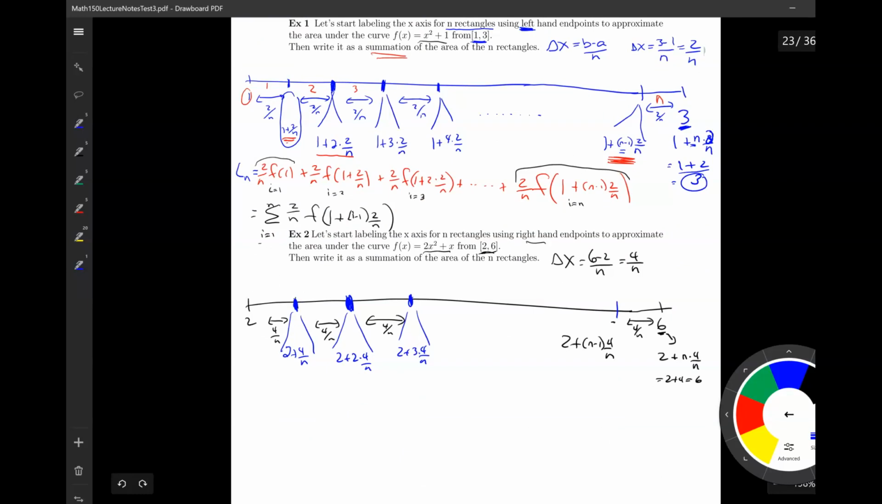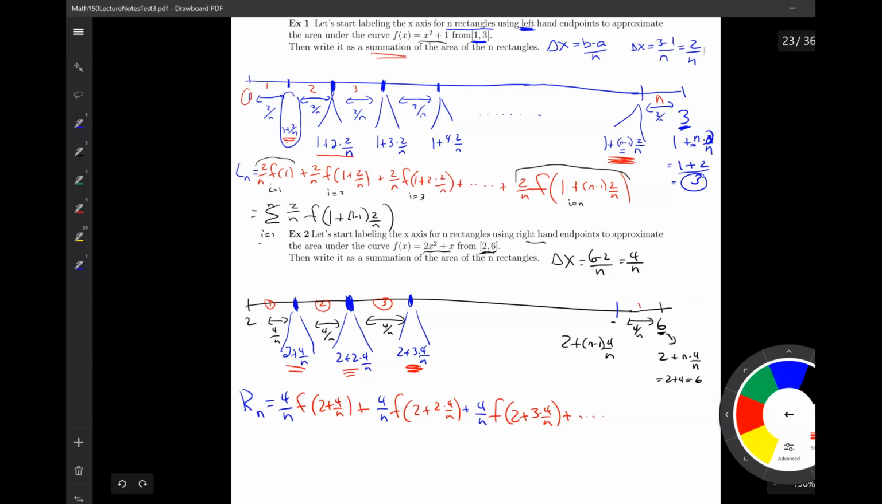All right, so now let's make our right-hand endpoints with n rectangles. So the width of our first rectangle is 4 over n. So this is rectangle number 1 right here. So the right-hand endpoint is this one. So f of 2 plus 4 over n, plus. All right. So then the width of the rectangle is 4 over n. And then for rectangle number 2, I'm using this right-hand endpoint. So it's f of 2 plus 2 4 over n's. Then it's plus 4 over n. And for rectangle number 3, I'm using the right-hand endpoint, f of 2 plus 3 4 over n's.